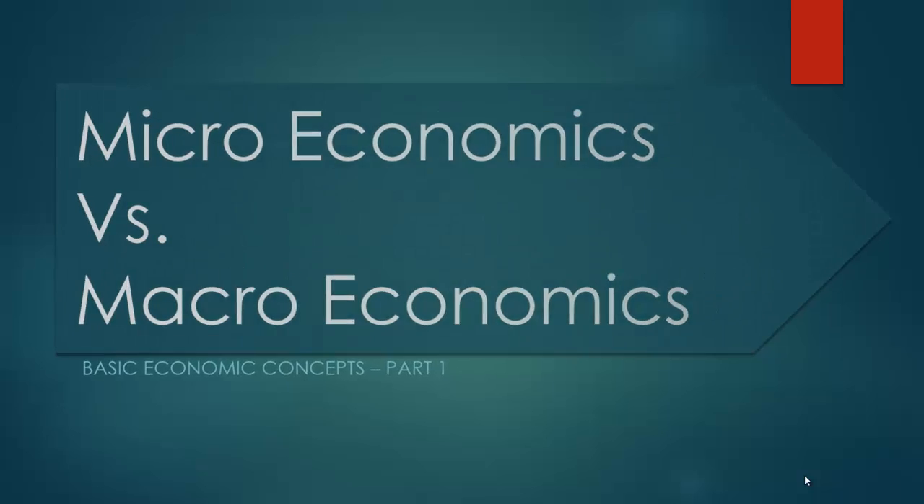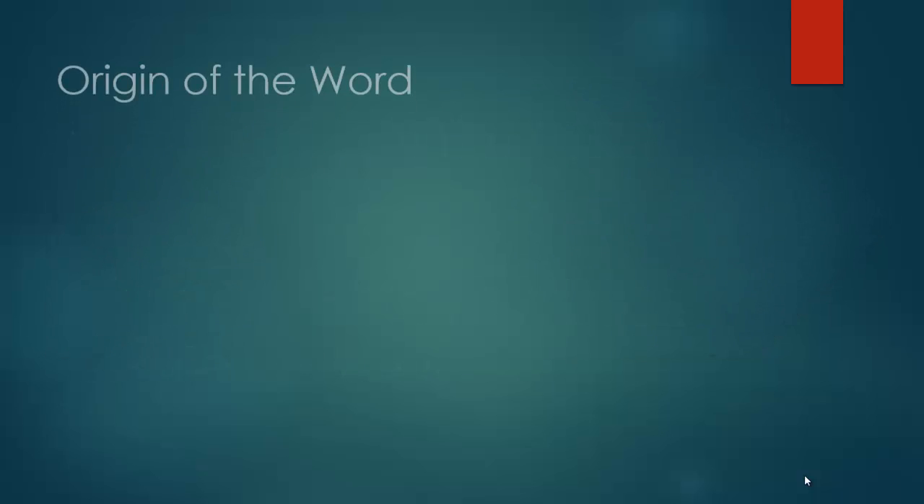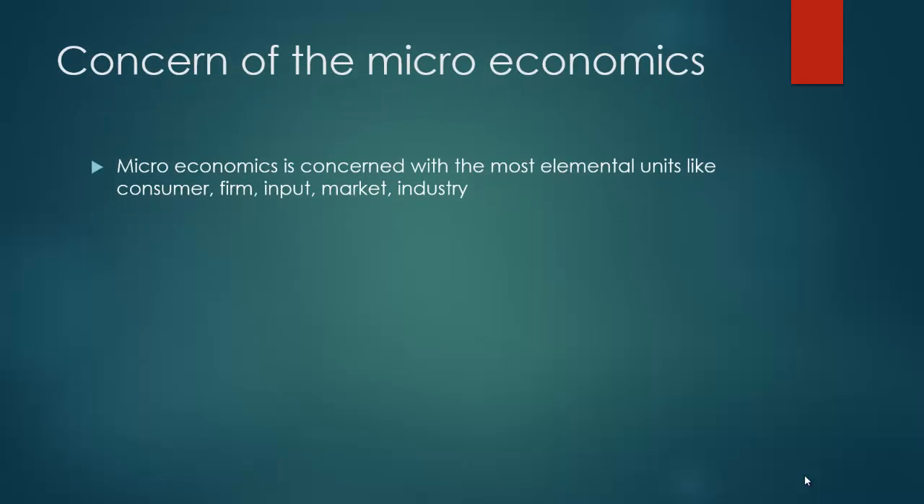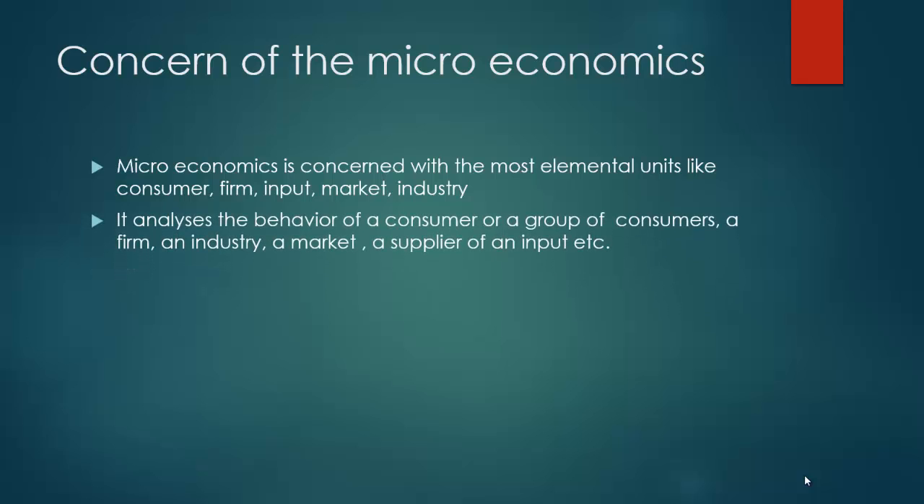The words micro and macro have Greek origins: mikros and macros. Mikros implies small and macros large. Microeconomics is concerned with the most elemental economic units, like consumer, firm, input, market, and industry. In other words, microeconomic theory analyzes the behavior of a consumer or a group of consumers, a firm, an industry, a market, a supplier of an input, etc. The unit of analysis is small.